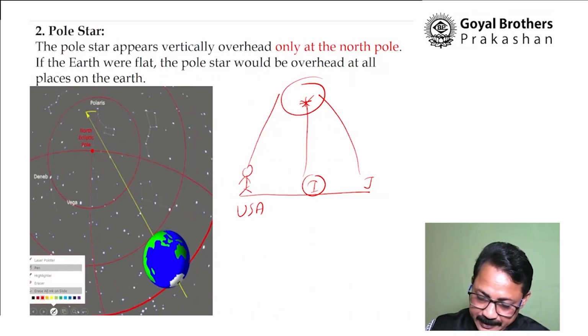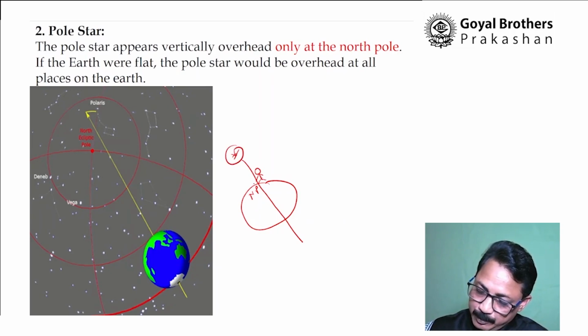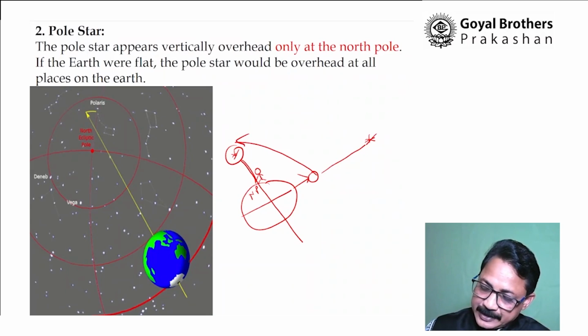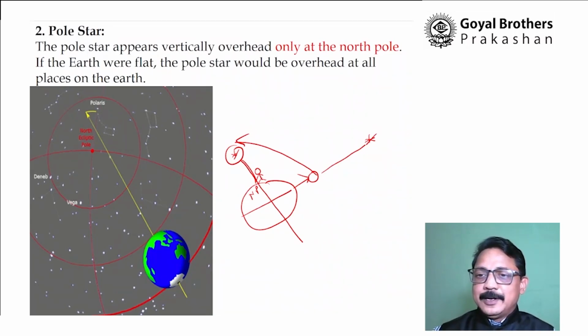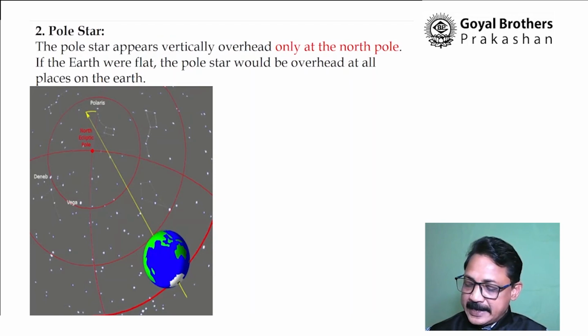The pole star, dear student, if this is the Earth, please understand, and if this is the axis of the Earth, here is the North Pole. So only for the person standing at the North Pole, the pole star is directly above his head. Anybody who is standing here near the equator, the pole star won't be above his head. So he has to look at this side in order to see the pole star. This is another proof that the Earth must be spherical in shape, because the pole star is seen directly overhead at the North Pole. Now my question to you, what will happen if you stand at the South Pole?